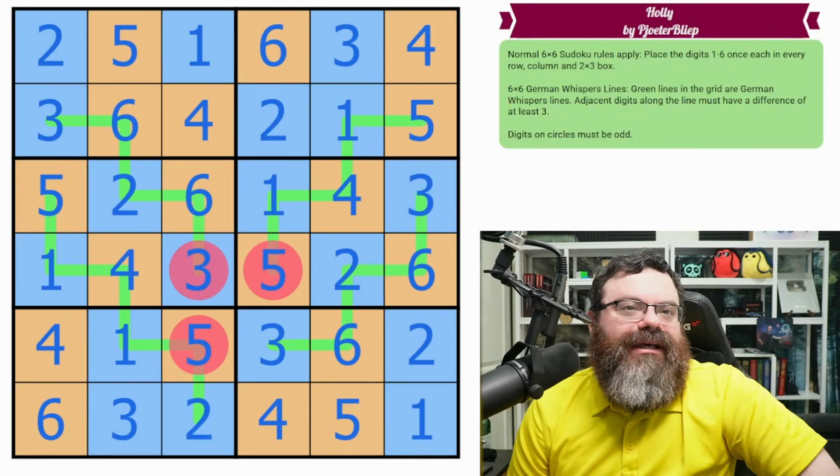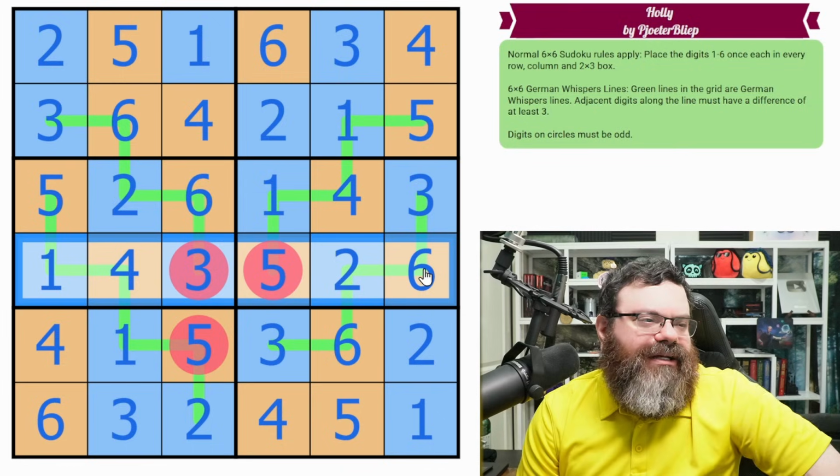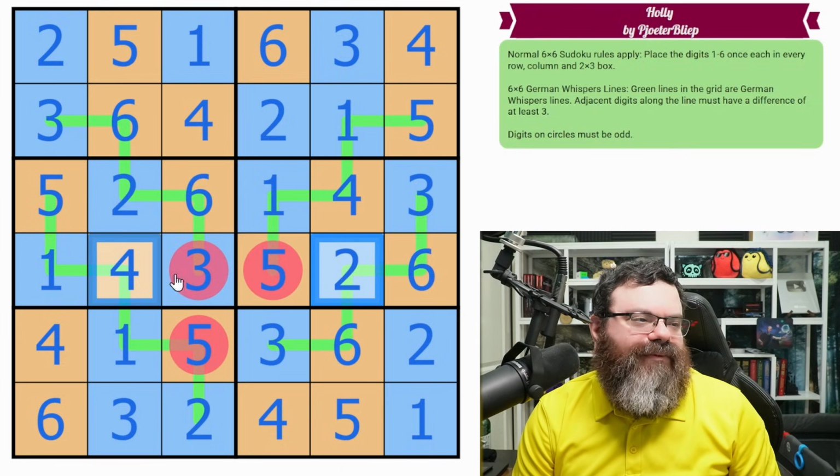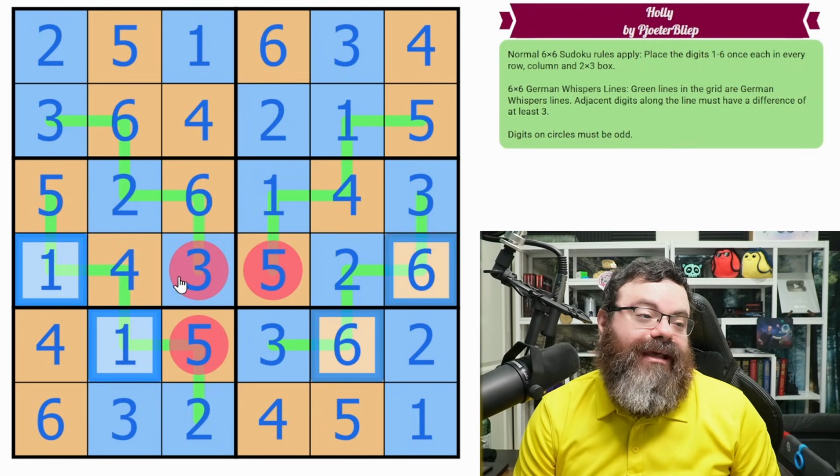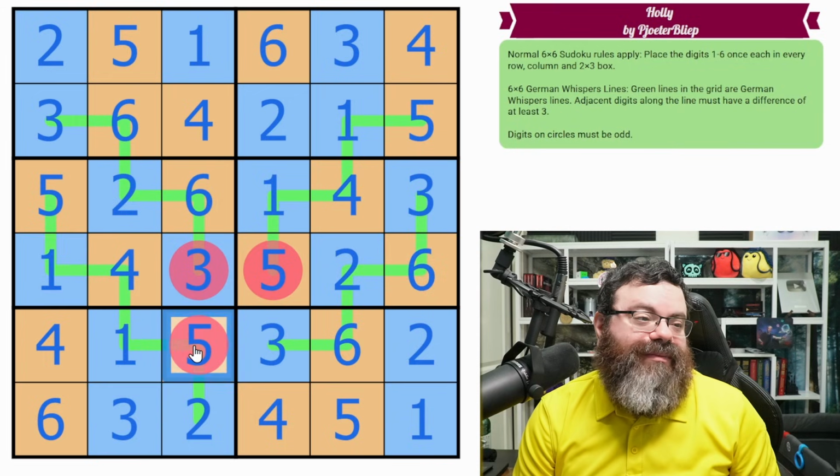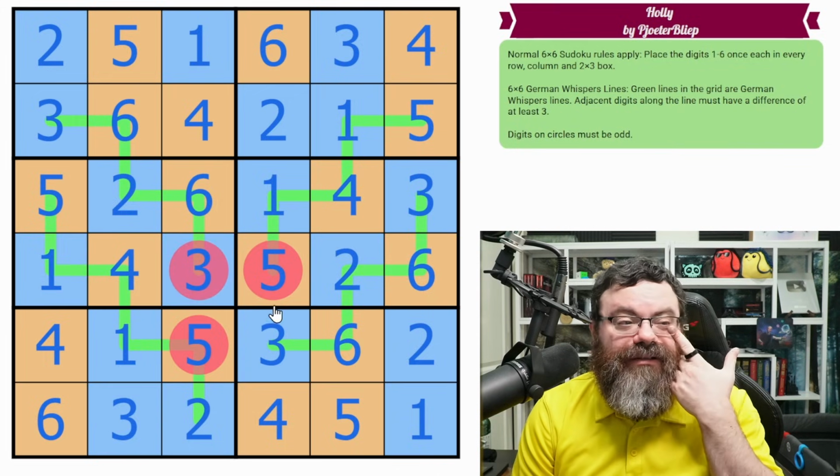All right. Neat puzzle, PjoeterBliep. That this idea of the 4 being here or here, forcing double 1 here or double 1 here, which actually not only forced this to be 5, but also forced this to be 3. That was really neat.